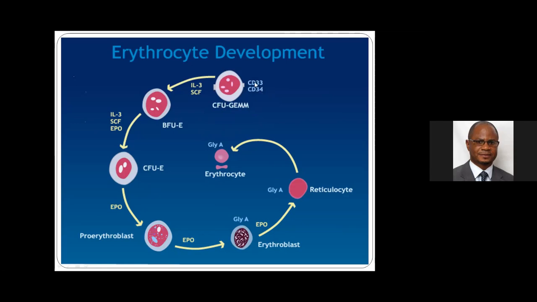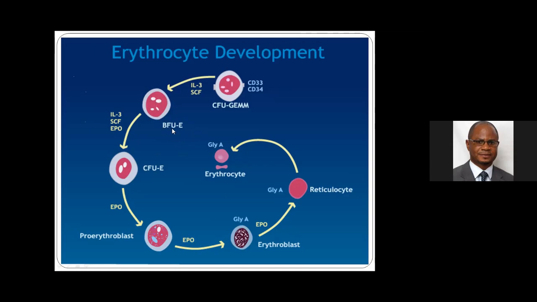And it has stem cell factor, CD33 and 34. When this cell is exposed to stem cell factor and interleukin-3, it changes into burst forming unit erythroid, BFU-E, burst, B-U-R-S-T, forming unit erythroid. Okay? And when the burst forming unit erythroid, not BEST, it is BURST, burst.